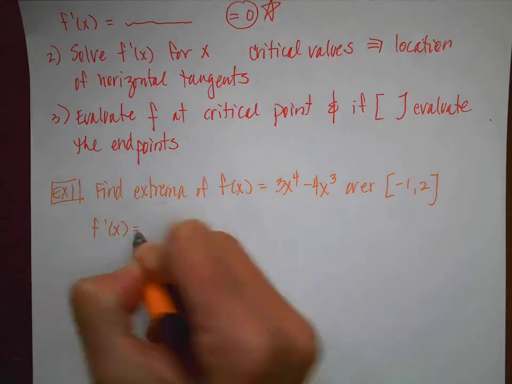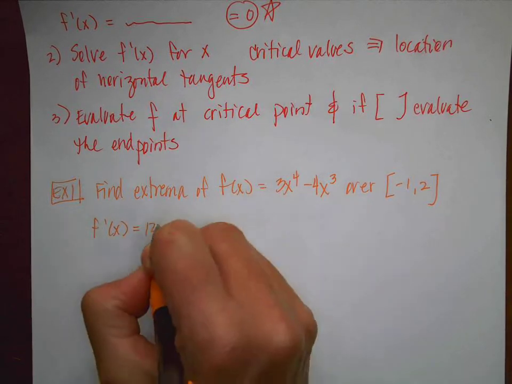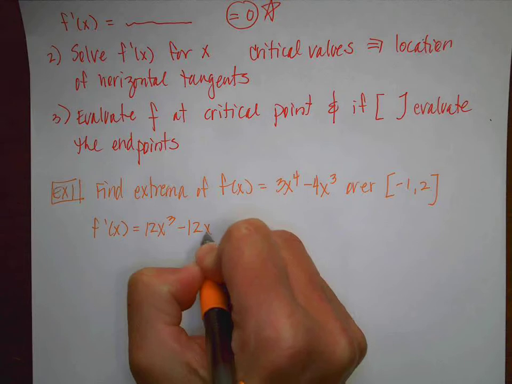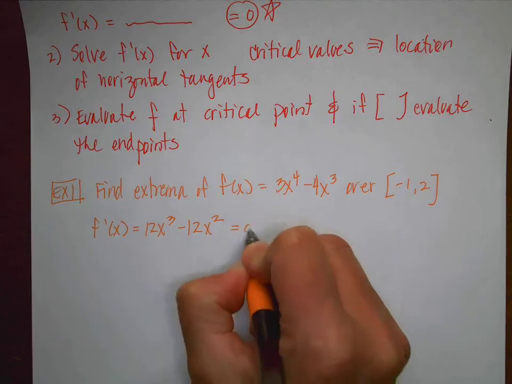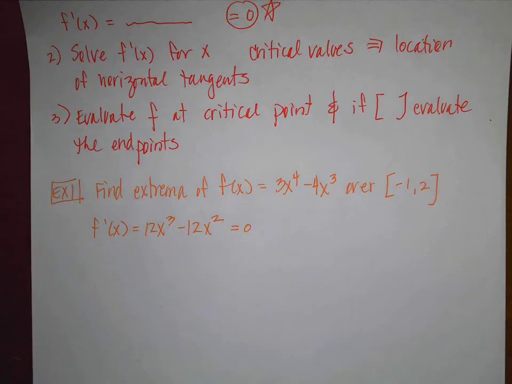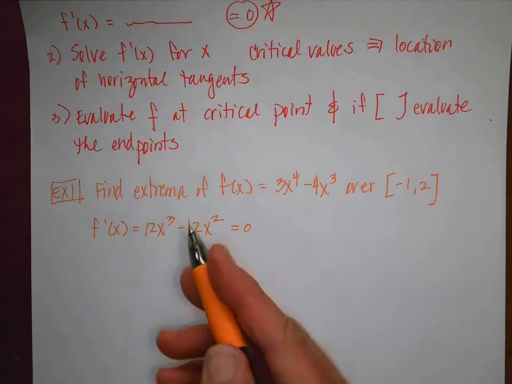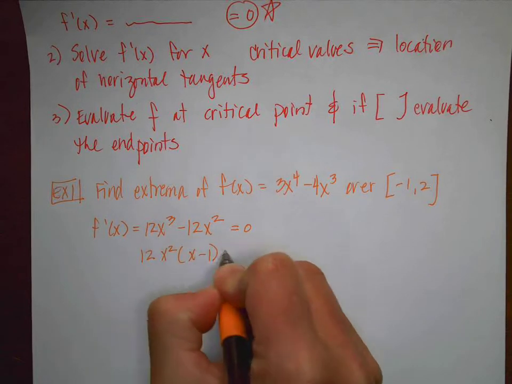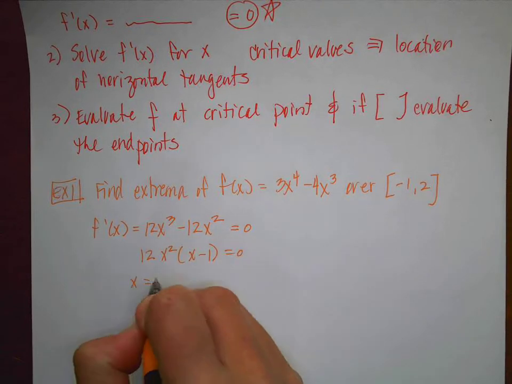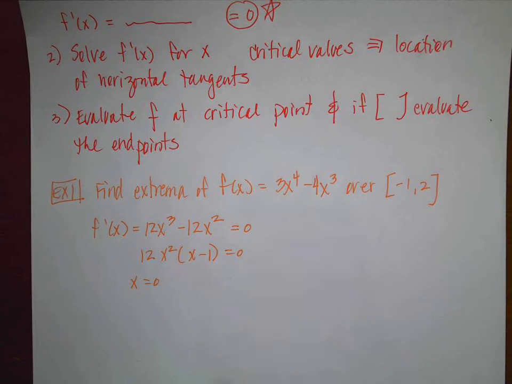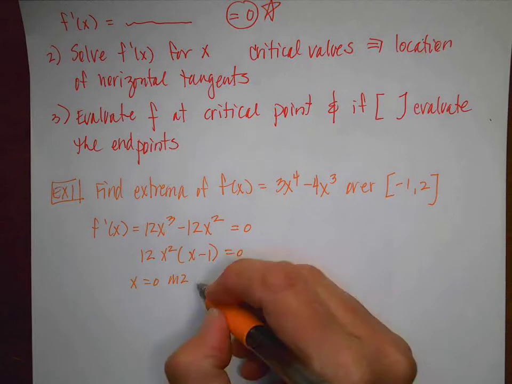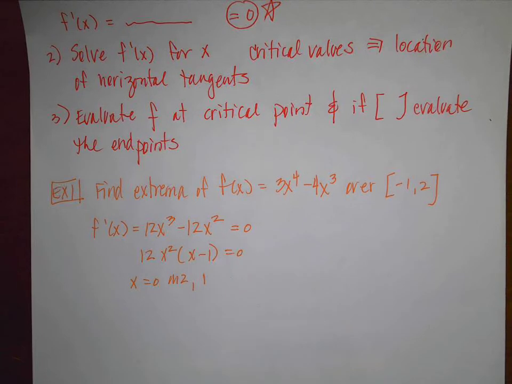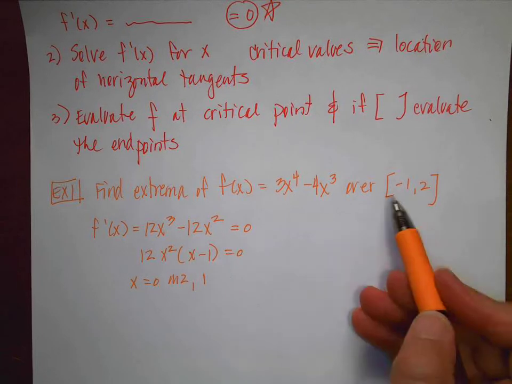So I'm going to take the derivative. F prime of x is going to equal 12x to the 3rd minus 12x squared. And then I'm going to show that I set that derivative equal to 0. I'm going to solve for x, so I'm going to solve by factoring. And I'm going to get x minus 1. So I'm going to get x is equal to 0. And just for a reminder, it means that's a multiplicity of 2. That means that the derivative is going to bounce. And then I have x is equal to 1.